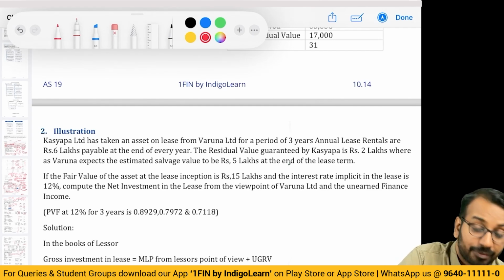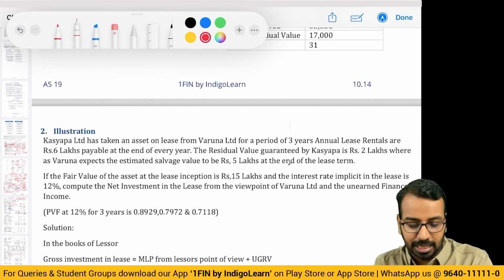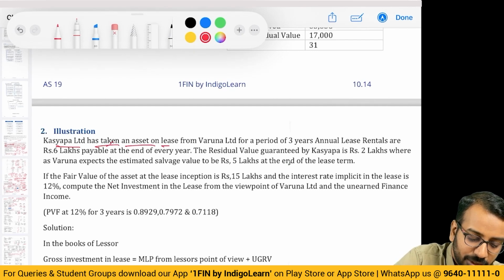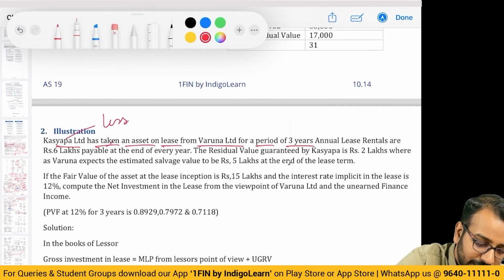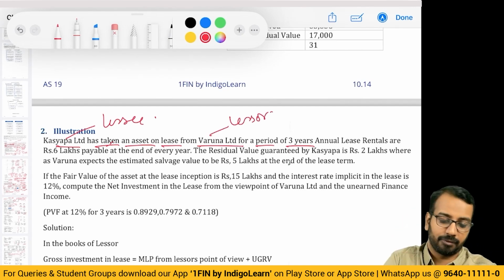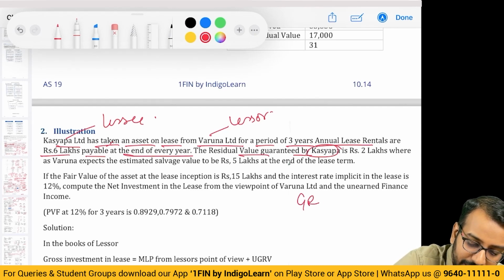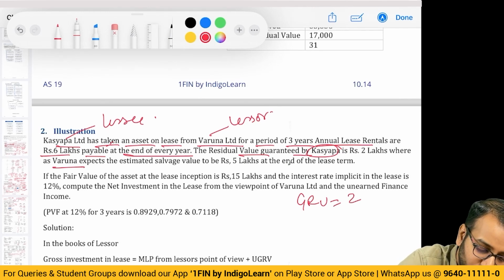Second question, after this we'll take up exam questions directly and then we'll come back to other questions subsequently. Kasyapa Limited has taken an asset on lease from Varuna Limited for a period of 3 years. Kasyapa is a lessee, Varuna is the lessor. Very important to identify. Annual lease rentals are 6 lakhs payable at the end of every year. The residual value guaranteed by Kasyapa is 2 lakhs, whereas Varuna expects the estimated salvage value to be 5 lakhs.